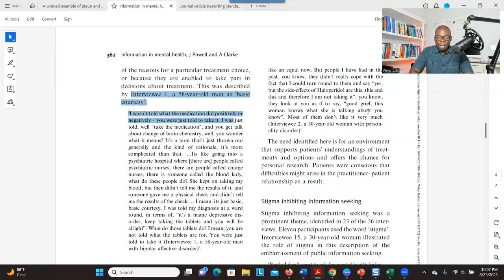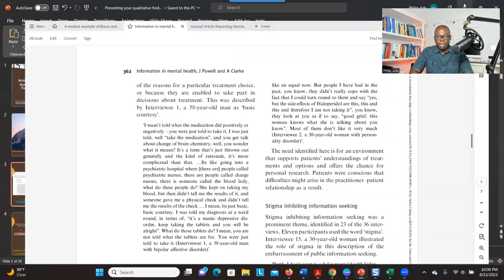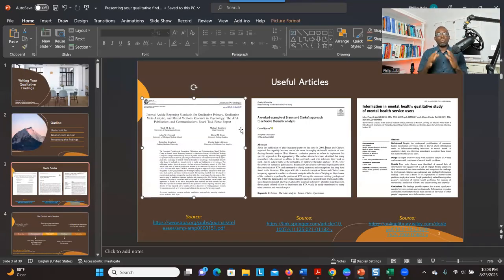So this is what I have for you for the 3 articles. And I hope that you have the chance to review them so that you can learn about the techniques of presenting your findings. There is no one perfect way of presenting qualitative findings. That's why I've given you 3 main perspectives for you to look through and then decide the best way to communicate your findings to your audience.